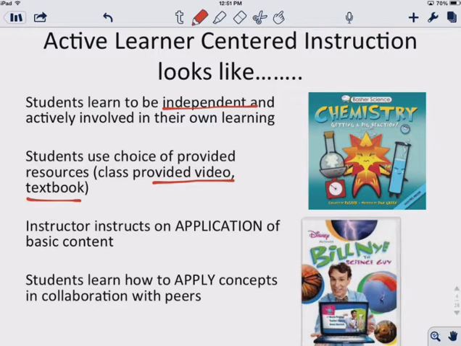We will instruct you on the application of the basic content, and you will learn how to apply those concepts in collaboration with peers. We will be working in groups, and those groups will be randomly chosen by me, and those will change throughout the year.